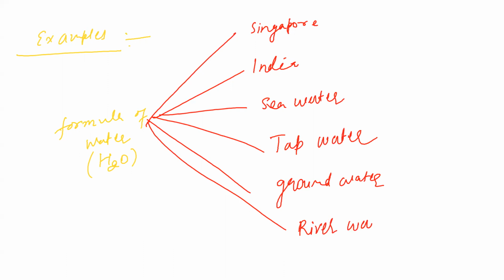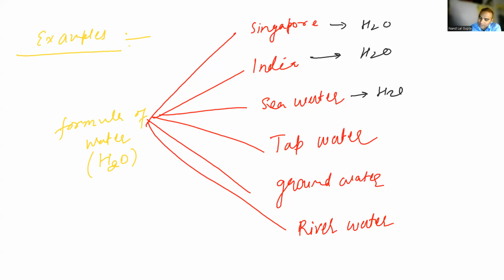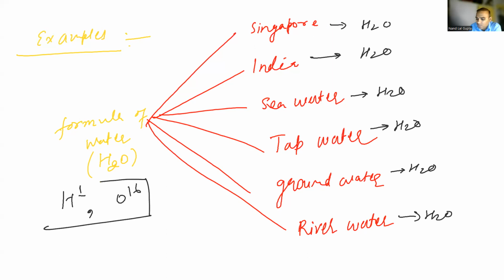Can you tell me, will the formula of the compound water be the same or different? Same. In Singapore, what formula are you using? H2O only. Here in India, we are using H2O. Here is H2O. This is H2O. Here is also H2O only. And this place also H2O. Hydrogen mass in Singapore is 1, and oxygen mass is 16.